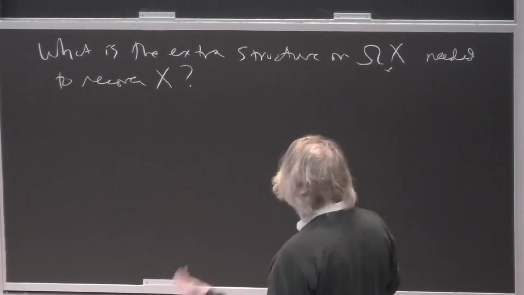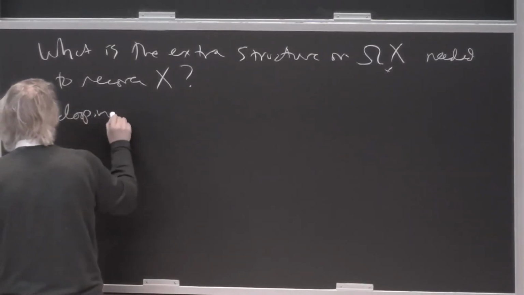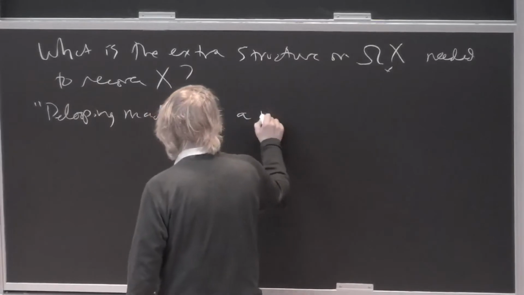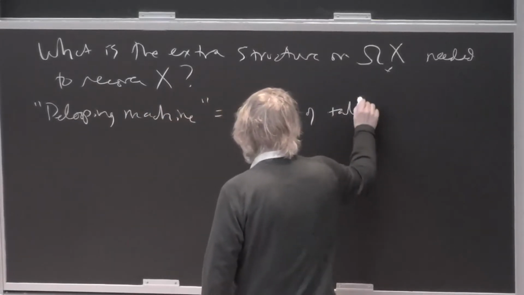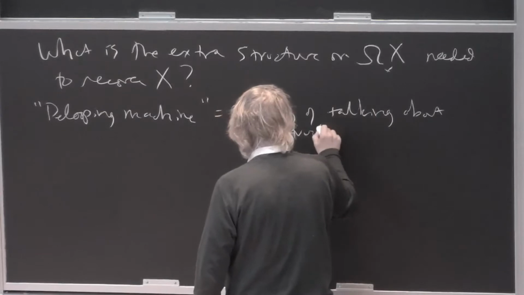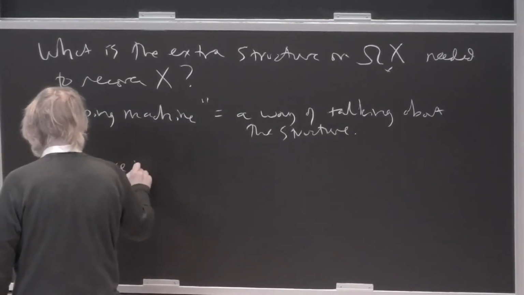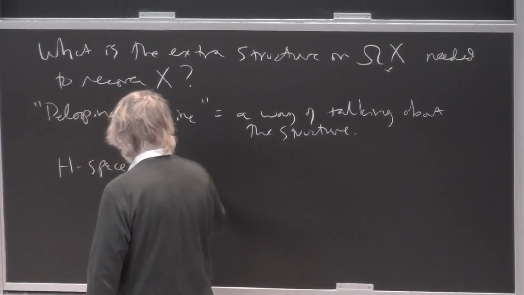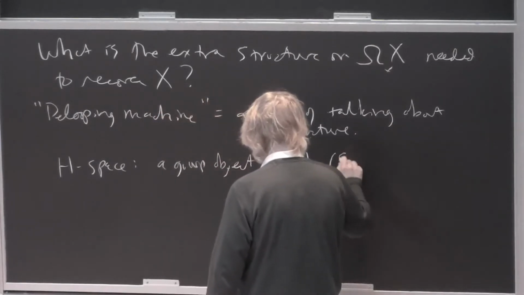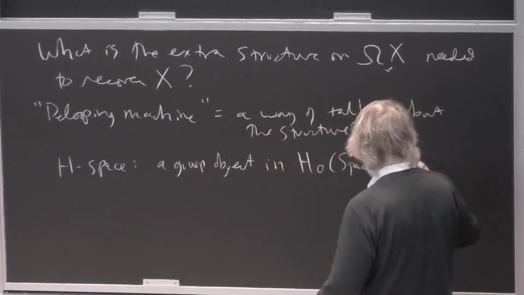And so the topologists developed a lot of what are called de-looping machines. A de-looping machine is a way of talking about that structure. A first step is an H space. But what's an H space? An H space is just a group object in the homotopy category. But this is not enough. This was recognized early on not to be enough.